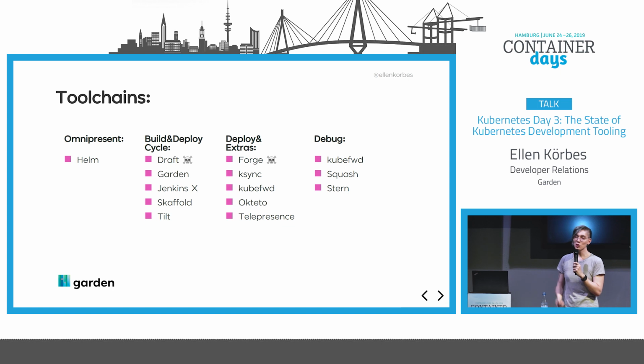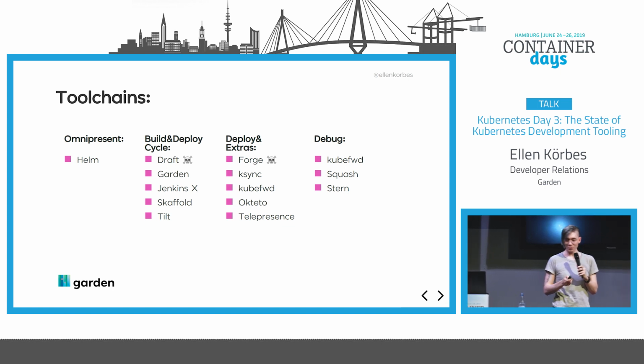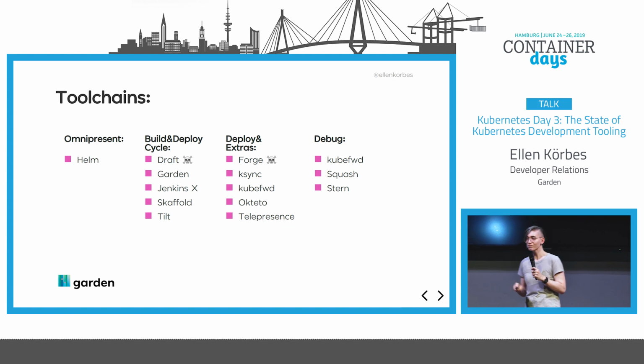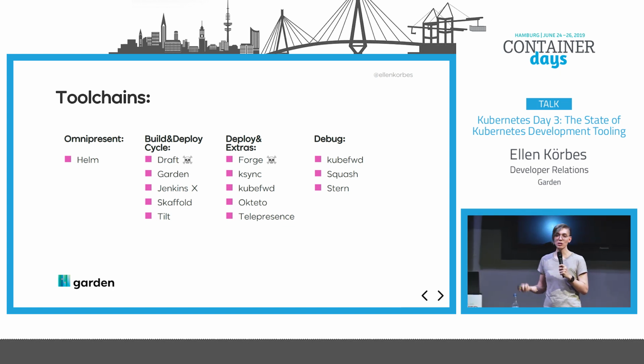For tools that do the whole build and development cycle, and we have five of them there, I don't have much to say for Jenkins because it uses Skaffold in the background, so let's just talk about Skaffold instead. Draft is dead, so let's not talk about it. Between Skaffold and Tilt, I would just use Tilt because the user experience is so much better. And then it's between Tilt and Garden.